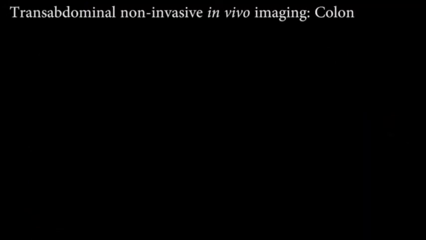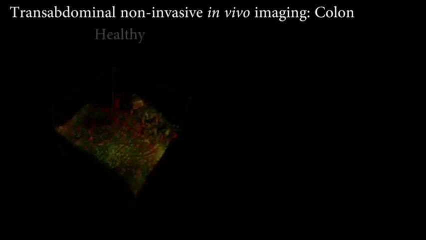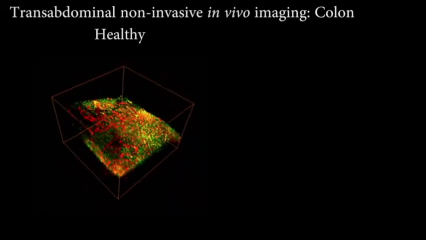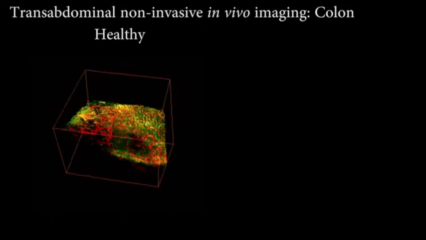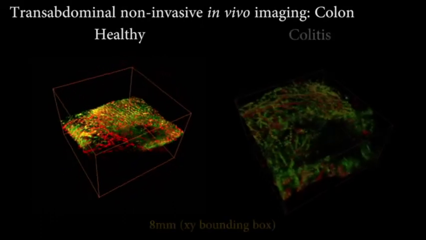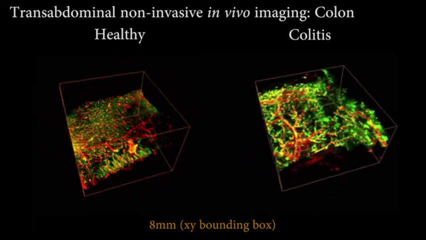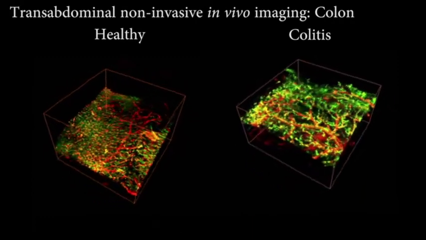Raster-Scanning Optoacoustic Mesoscopy also enables in vivo imaging. On the left, there's the colonic mucosa of a healthy mouse imaged transabdominally through the shaved skin of the animal. On the right, there's the inflamed colon marked by a prominent vasculature.